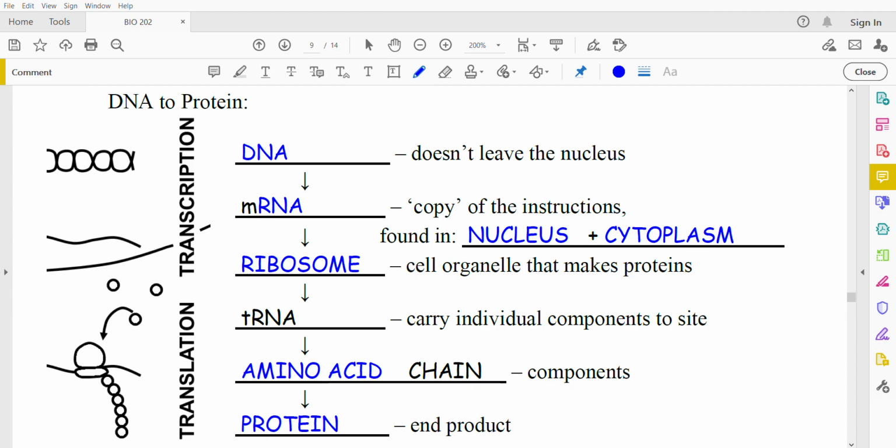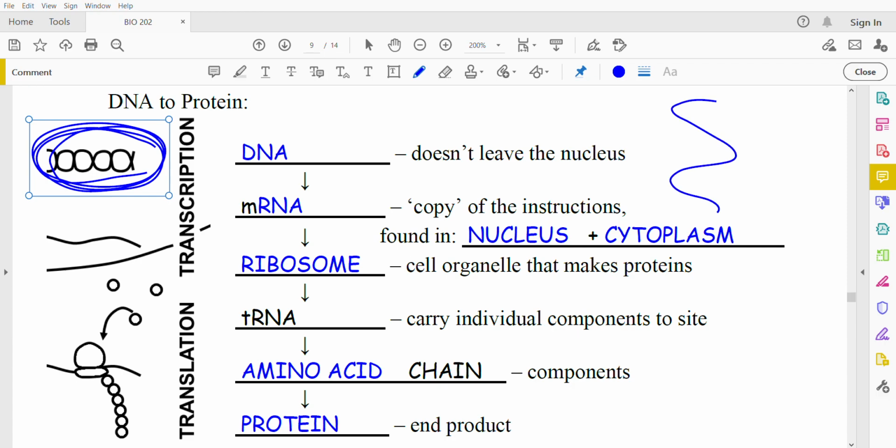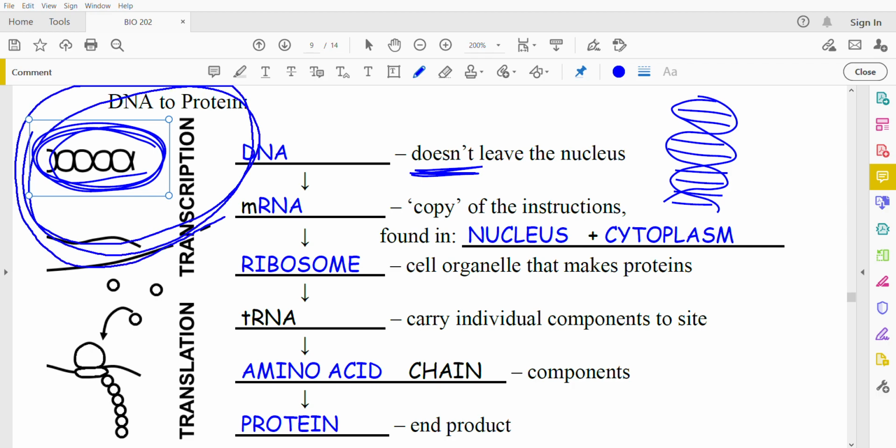So DNA was these two strands that were intertwined, almost like a step ladder that had been bent so that the bases were these horizontal lines. And DNA never leaves the nucleus. It always has to stay within this nucleus that we're seeing on this diagram here. What is capable of leaving the nucleus, though, is the RNA.